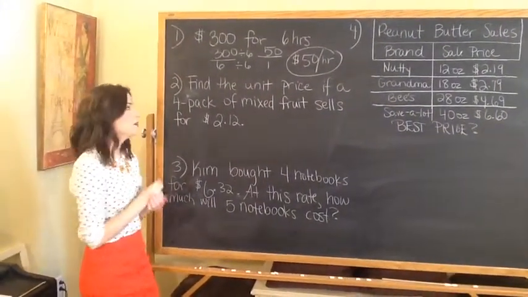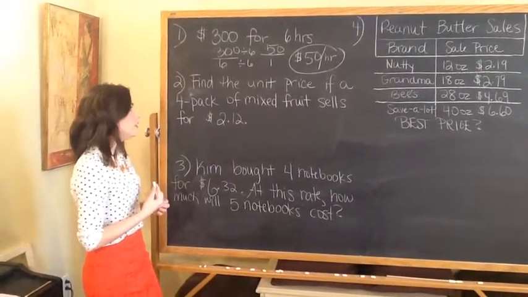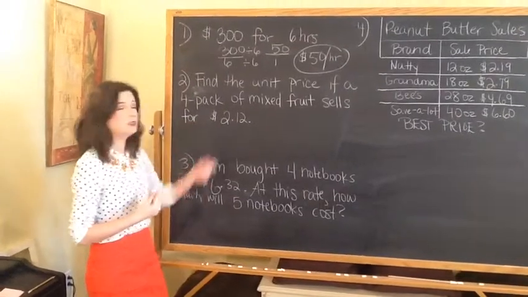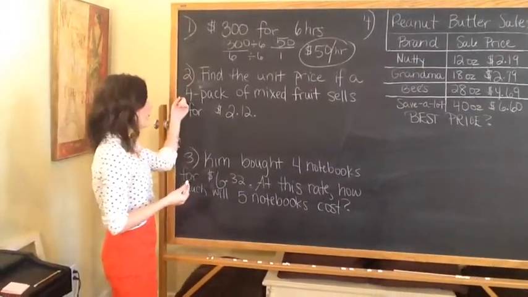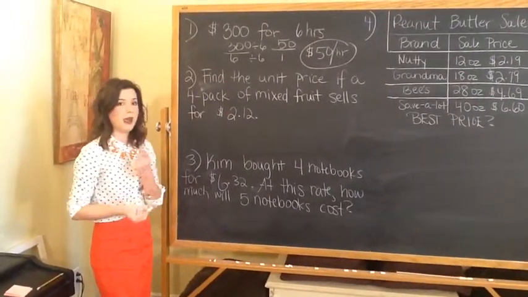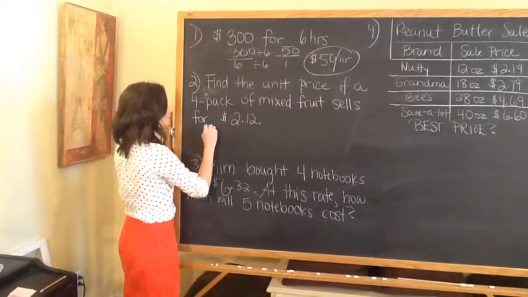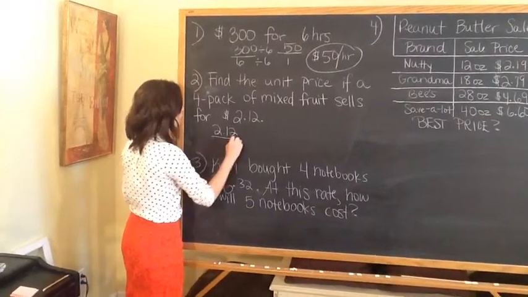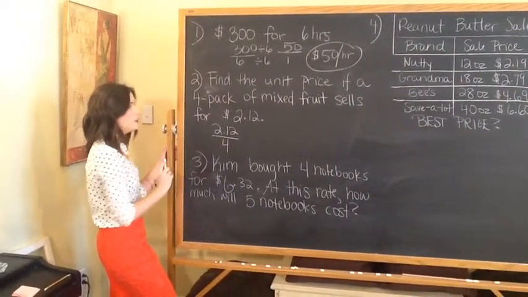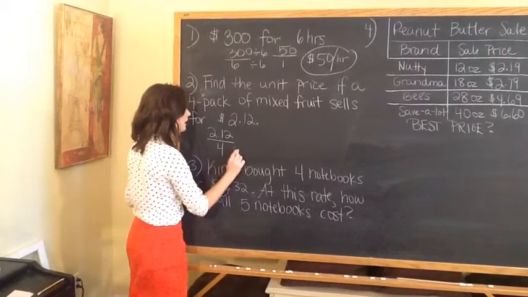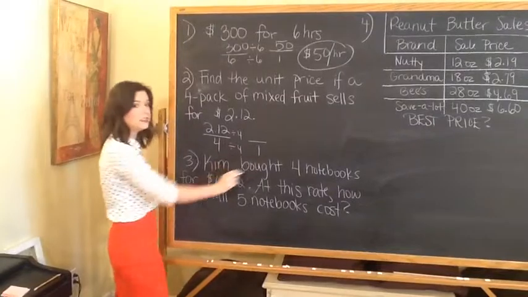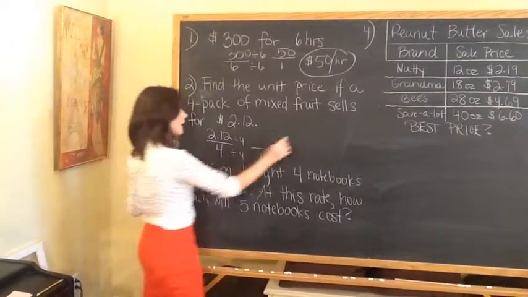Alright, let's look at number 2. We're going to be doing a very similar process. It says find the unit price of a 4-pack of mixed fruit if it sells for $2.12. So if a 4-pack of fruit sells for $2.12, how much does a 1-pack cost? So we have $2.12 over 4. It costs $2.12 for 4. Now we're going to divide by 4 to figure out how much each one costs. We're going to divide by 4 so we can get a 1 in the denominator to make our unit rate. And then we're going to do the work over here.